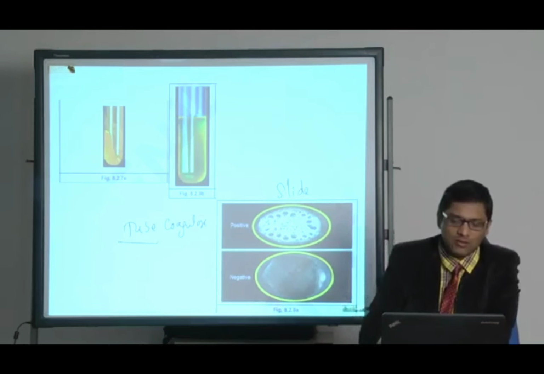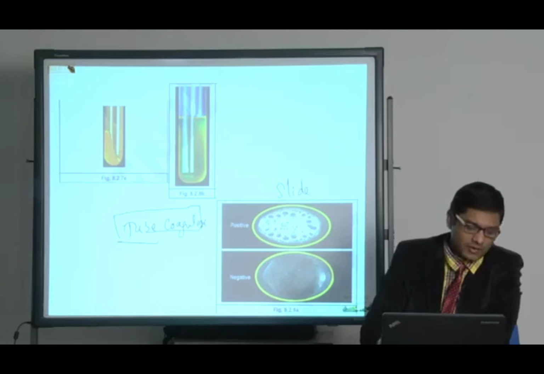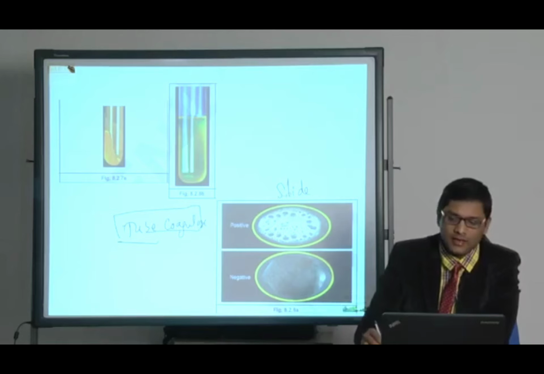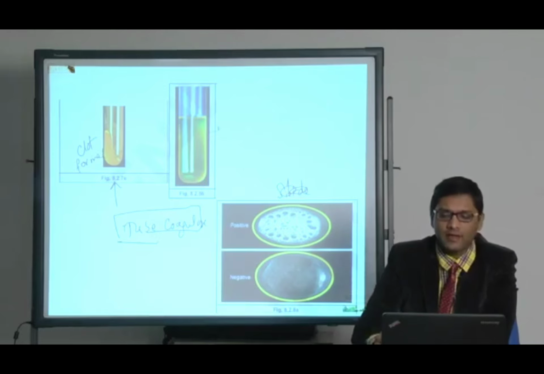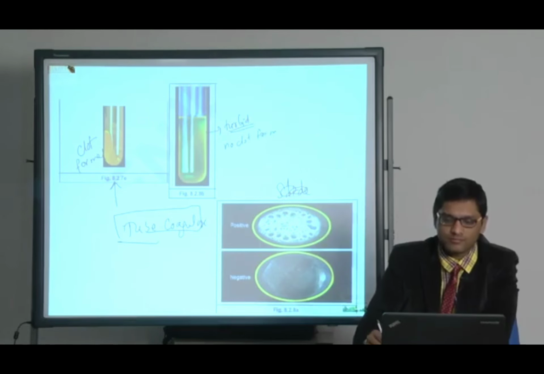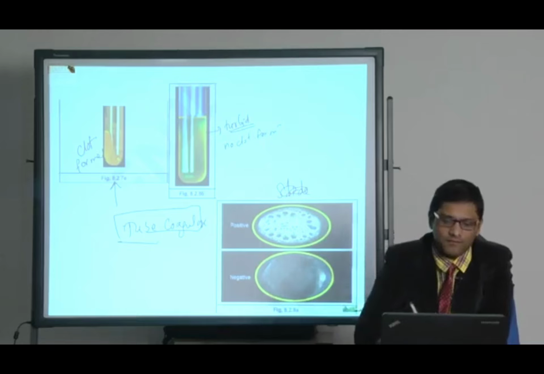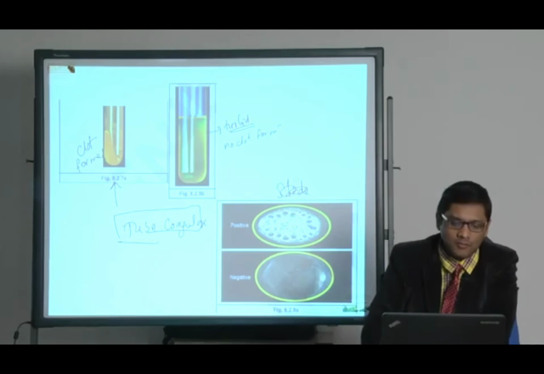They say that in the tube coagulase test, if it is positive, then the clot will be formed. If it is negative, then the medium will be turbid, but there is no clot formation. If the tube coagulase is positive, then on tilting there will be a clot formation.